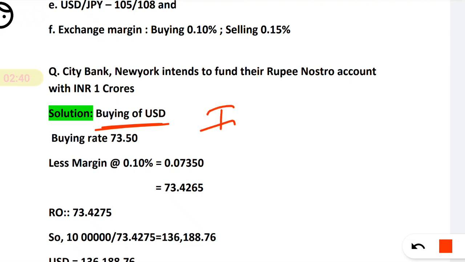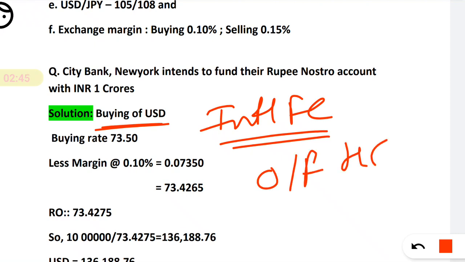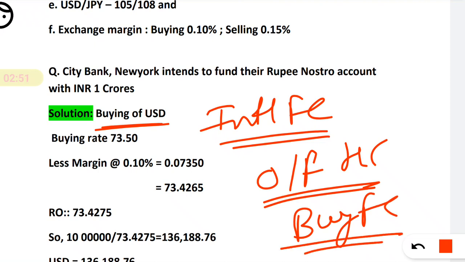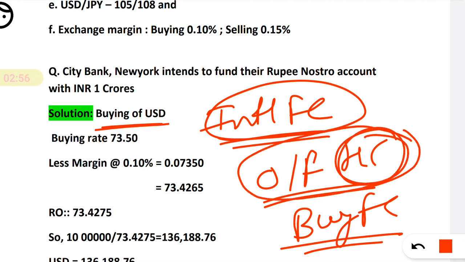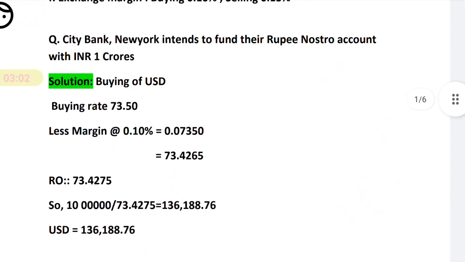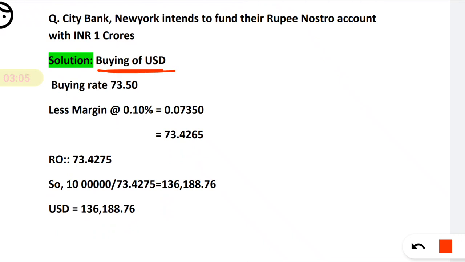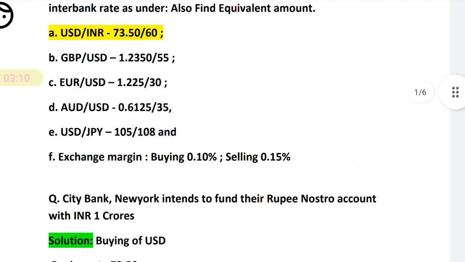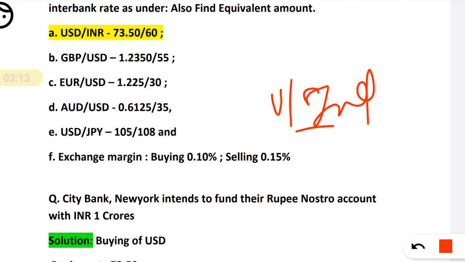An inflow of the foreign currency, or we can say an outflow of the home currency, is nothing but the buying case of a foreign currency. So when there is an inflow of foreign currency, or an outflow of the home currency, there will be a buying case. That we have already discussed. But here, for your brief understanding, this is the buying case. So what is the buying rate of USD? Simply, we want USD to INR, because we have to credit 1 CR Indian rupees.